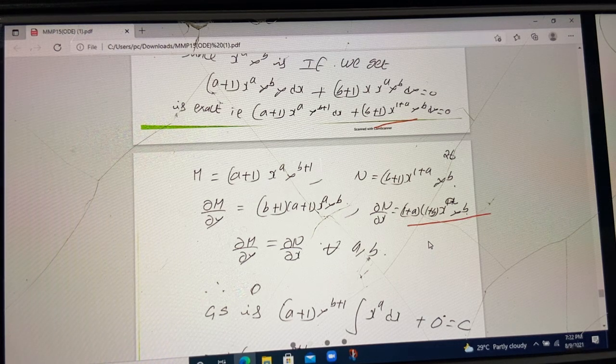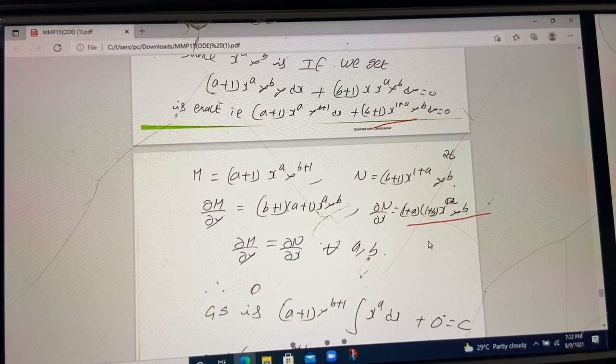But among the options, they will give you: option A, A equal to minus 1; option B, B equal to minus 1; option C, A equal to minus 1 and B equal to minus 1; option D, for all A, B. So what should be your answer? For all A, B.